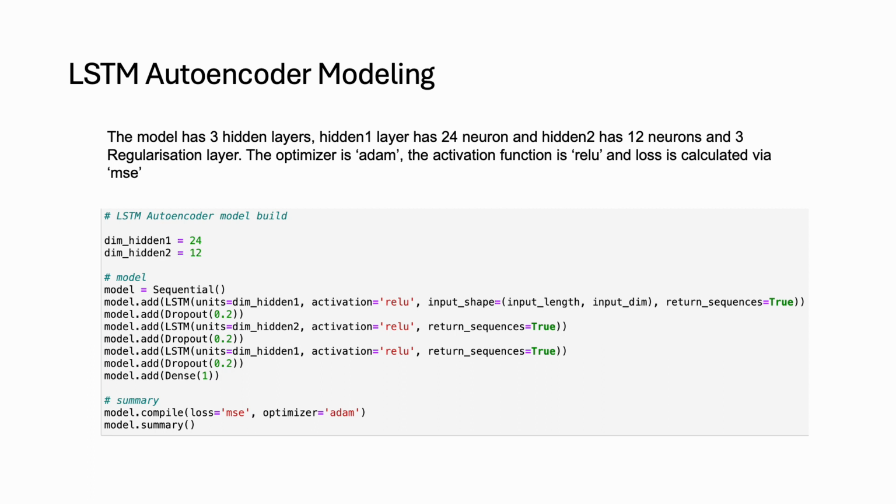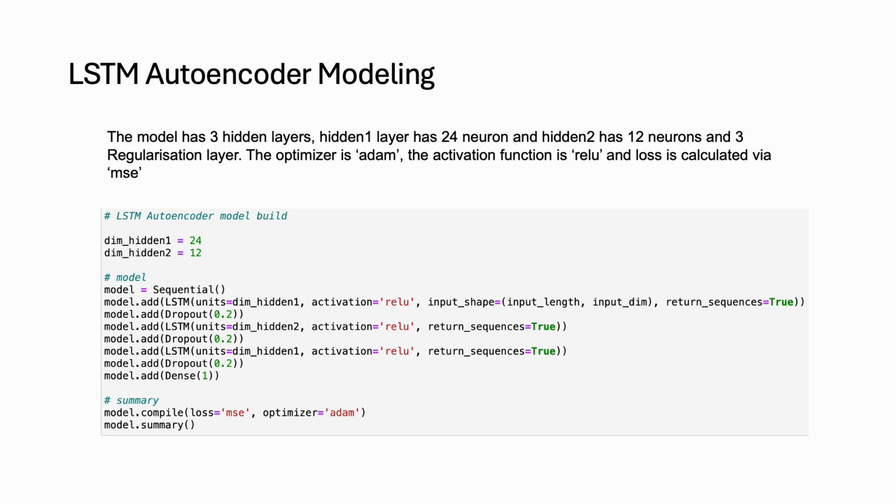So the hidden layer 1 has 24 neurons, the hidden layer 2 has 12 neurons. Also, there is the regularization layer, L1 regularization layer, and I'm using Adam as my optimizer and ReLU as the activation function. The loss is calculated using MSE, and then we will also calculate the RMSE, which gives the actual percentage of error. So this is the basic design of the LSTM.